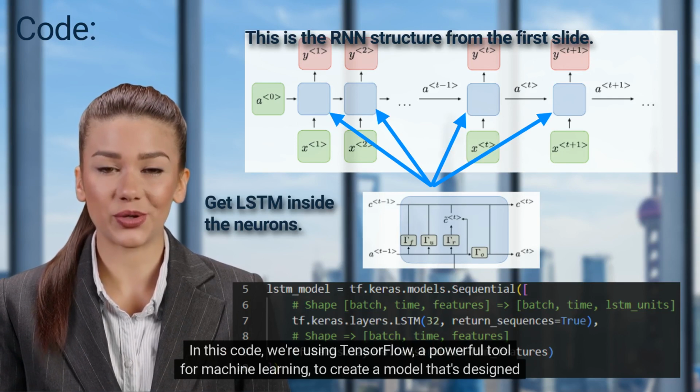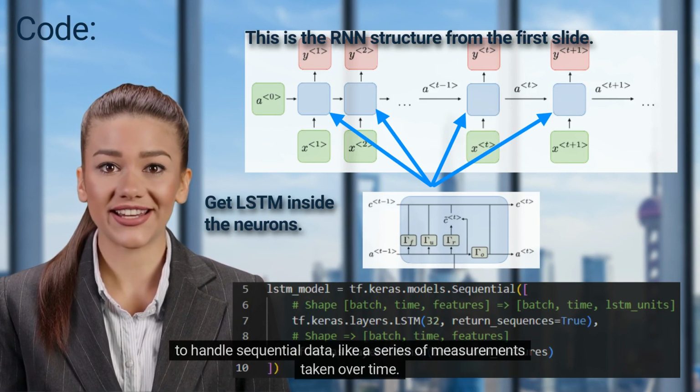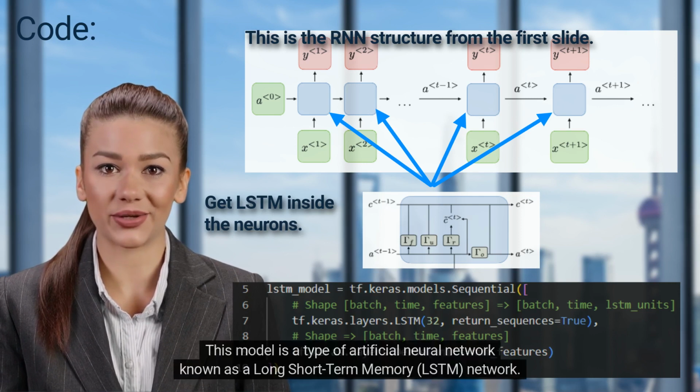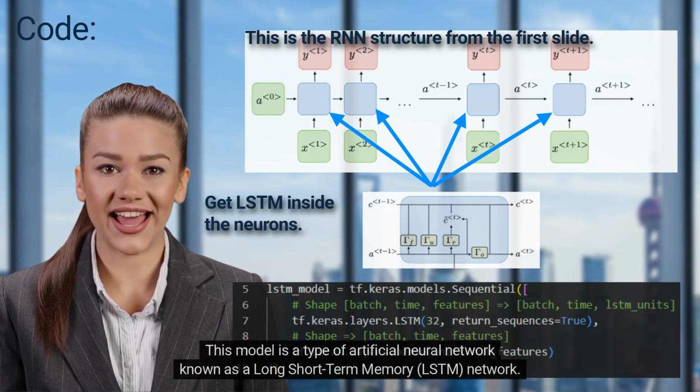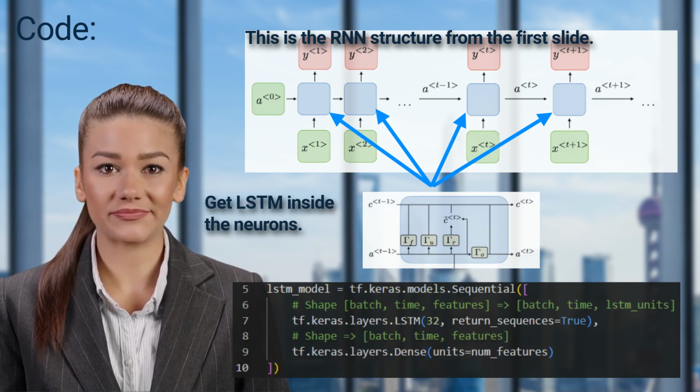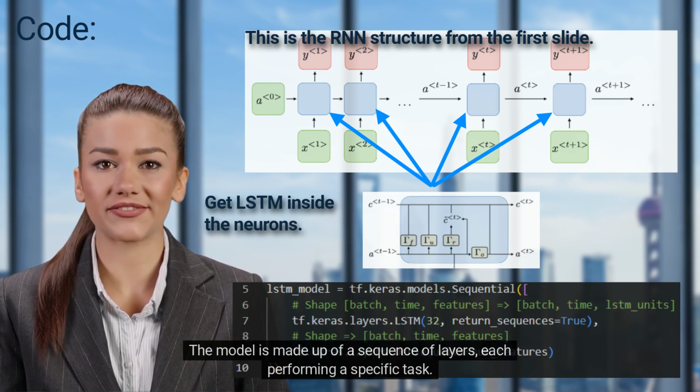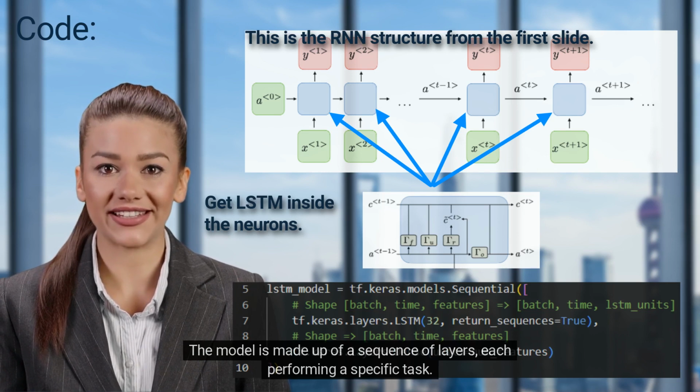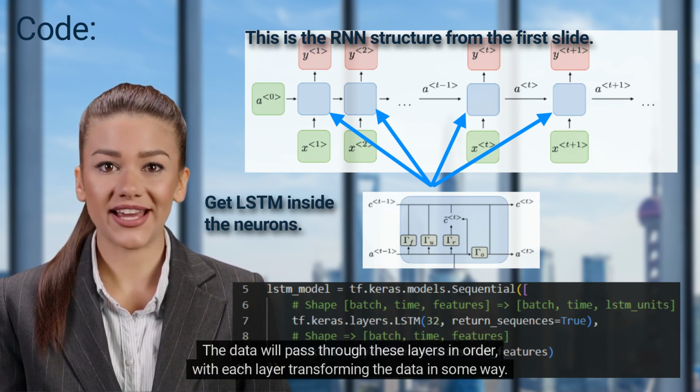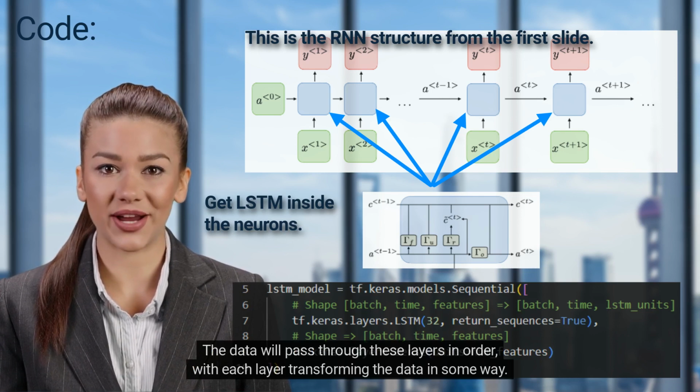In this code, we're using TensorFlow, a powerful tool for machine learning, to create a model that's designed to handle sequential data, like a series of measurements taken over time. This model is a type of artificial neural network known as a long short-term memory (LSTM) network. The model is made up of a sequence of layers, each performing a specific task. The data will pass through these layers in order, with each layer transforming the data in some way.